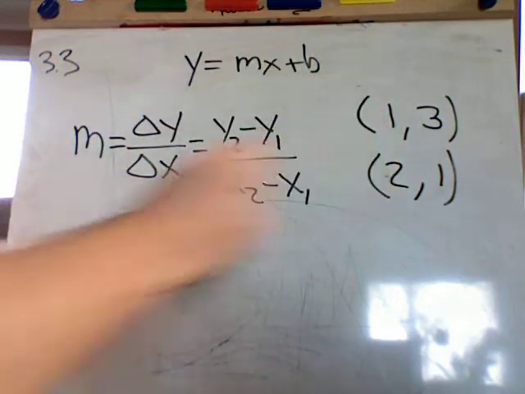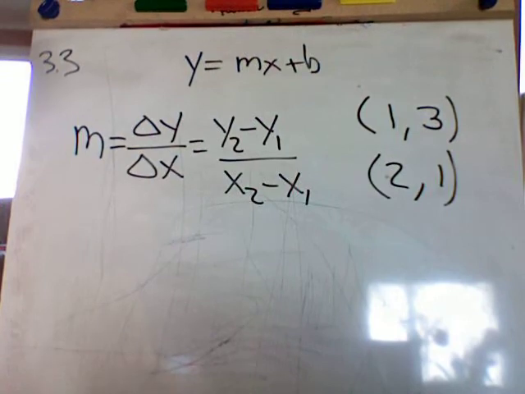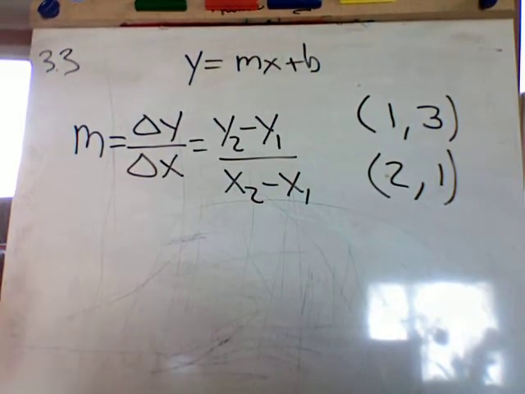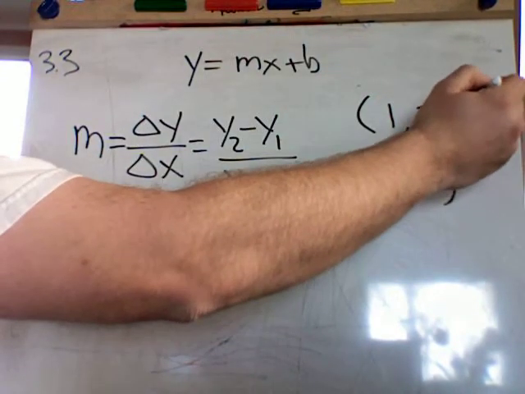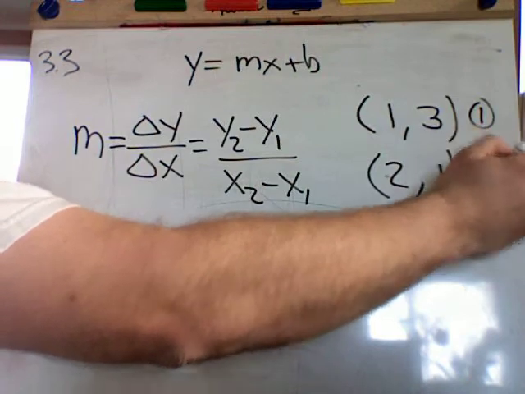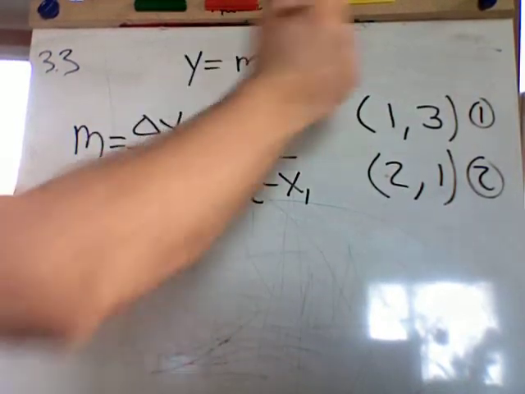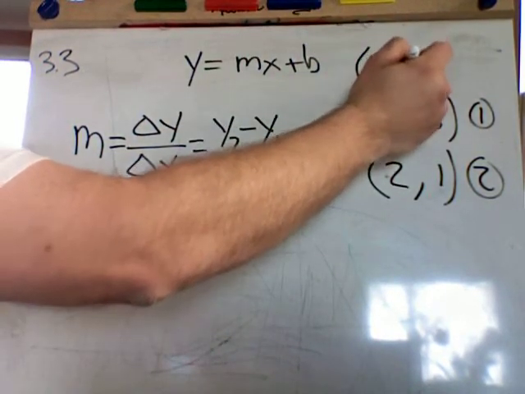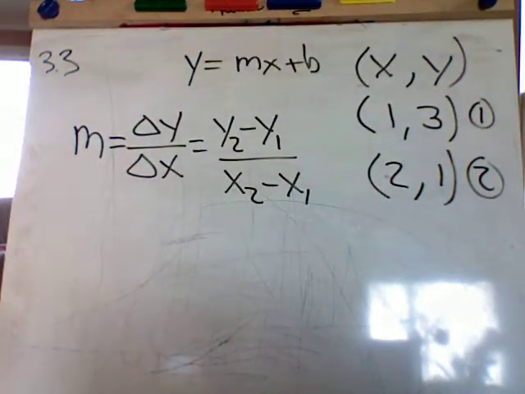So what I need to do is call one of my data points point 1, the other one point 2. It doesn't matter, it works out the same. So I could call this one point 1, this one point 2. Okay. Remembering that my x comes first and the y comes second.